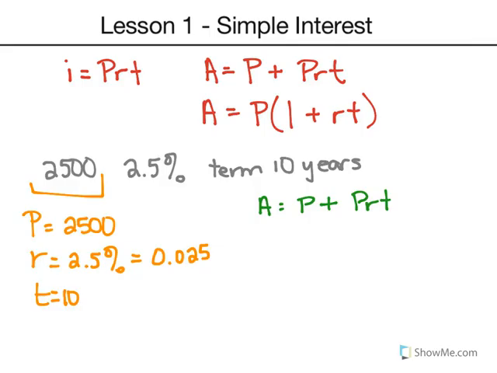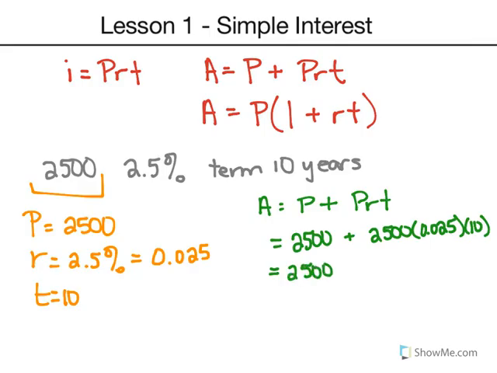the interest and then the total future value. So it's going to be 2,500 plus 2,500 times 0.025 times 10. What this is actually calculating is 2.5% of the 2,500, and then it just multiplies it by 10 because it goes on for 10 years. So you have 2,500 plus 625. That means our interest earned is 625.